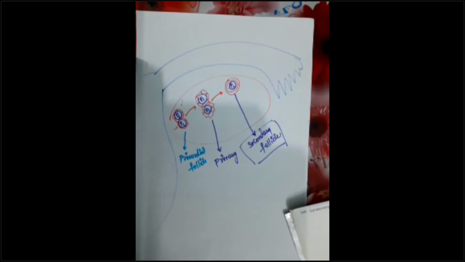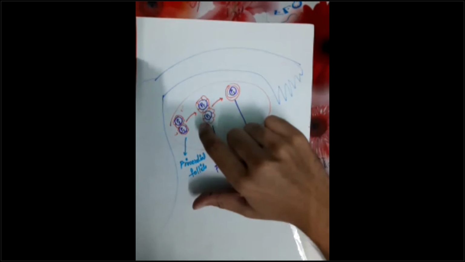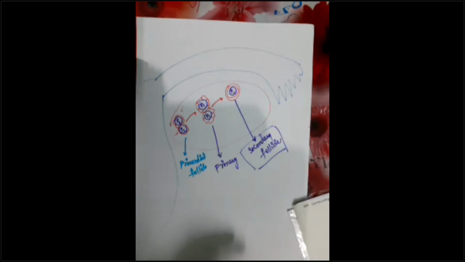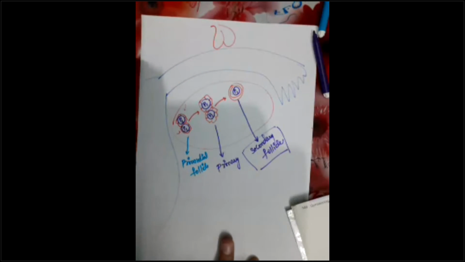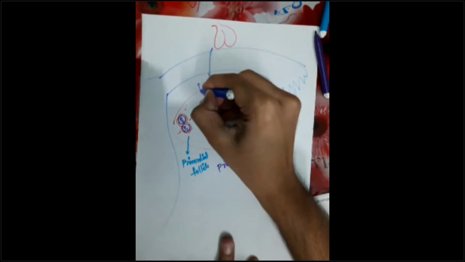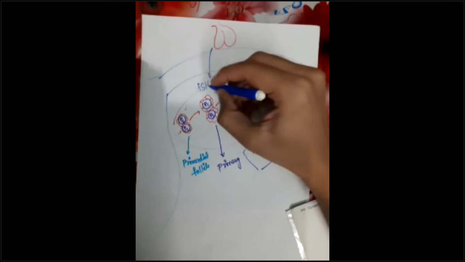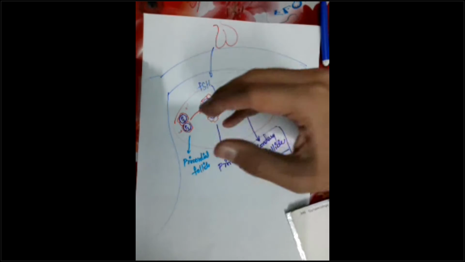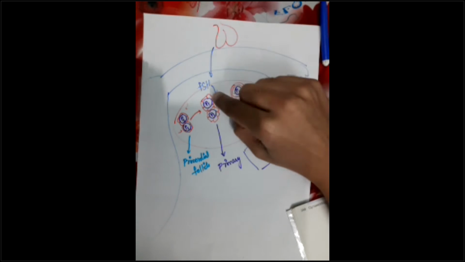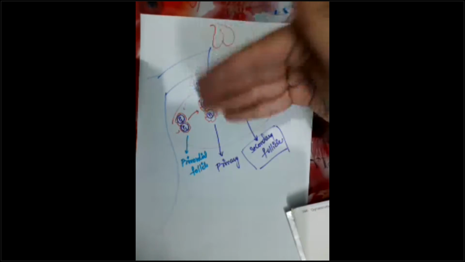Point number 1, a very important point. All these events, guys, are taking place under the influence of one hormone released from the pituitary. This hormone is follicle stimulating hormone. What will my follicle stimulating hormone do? It will cause the proliferation of my follicles. It will stimulate the follicles to undergo proliferation.